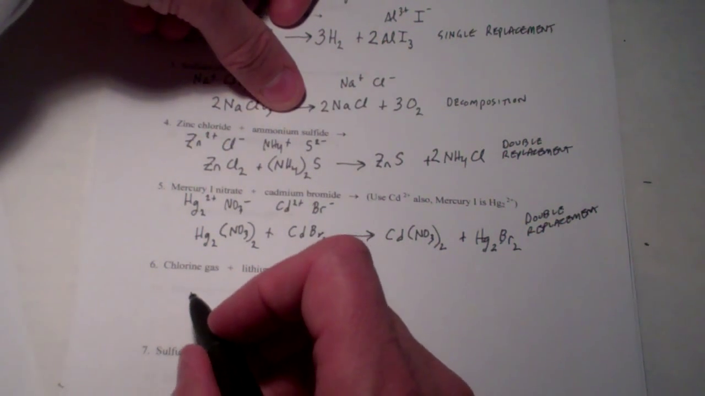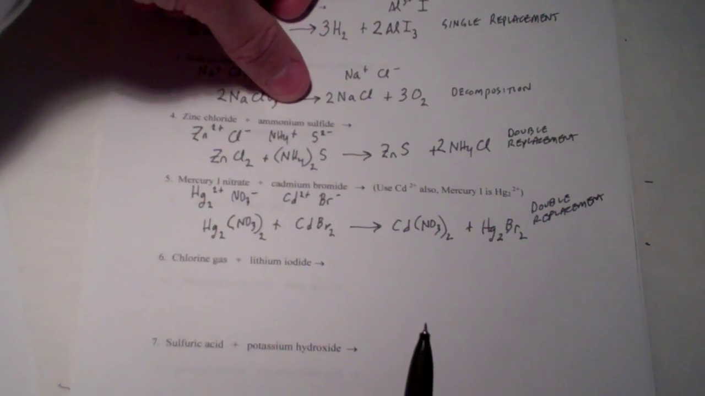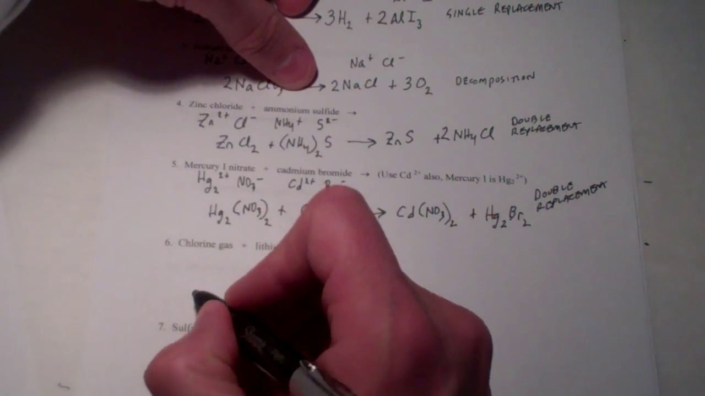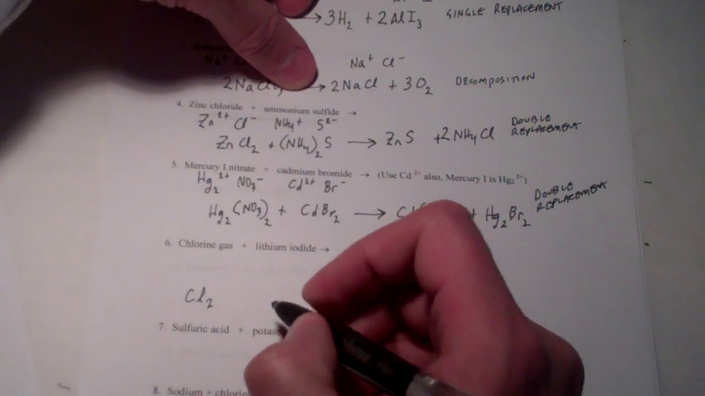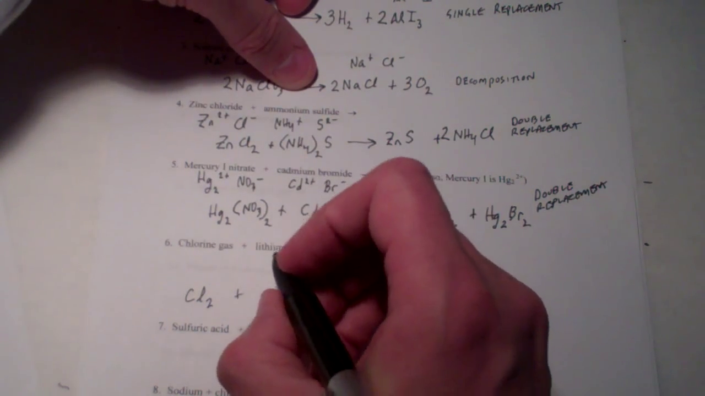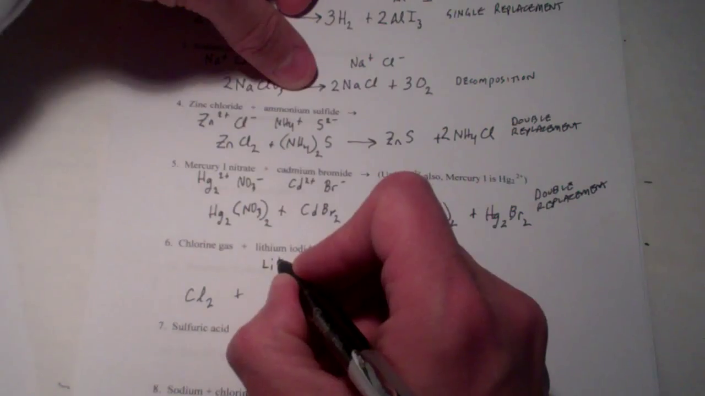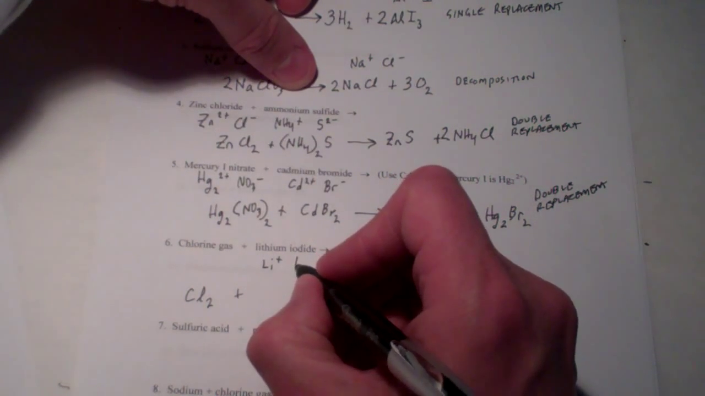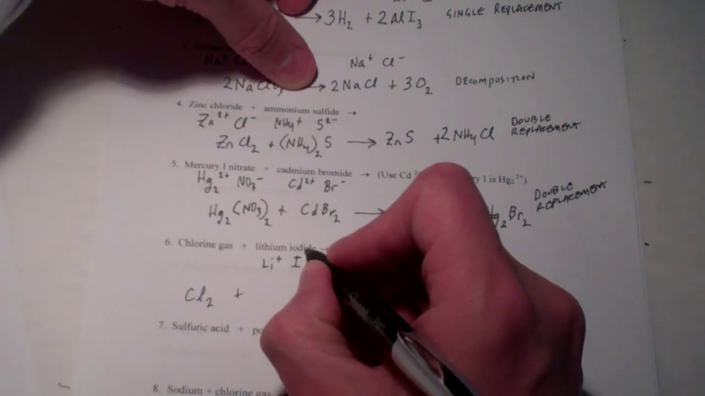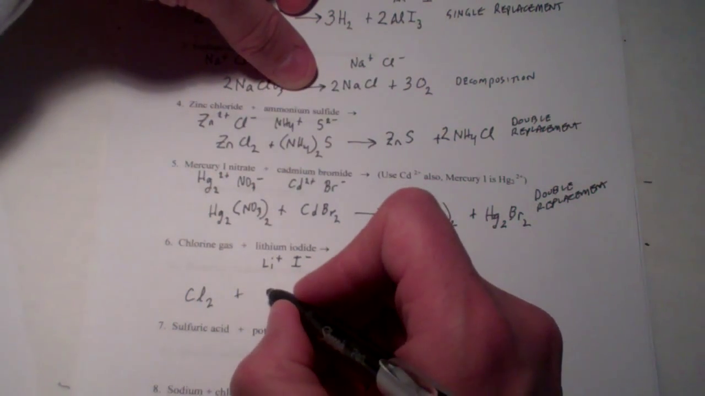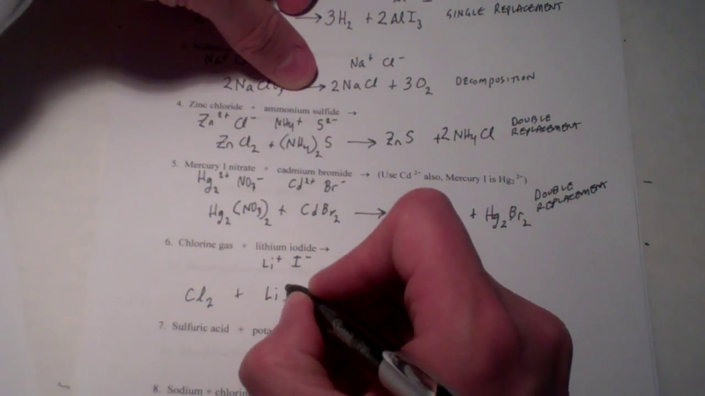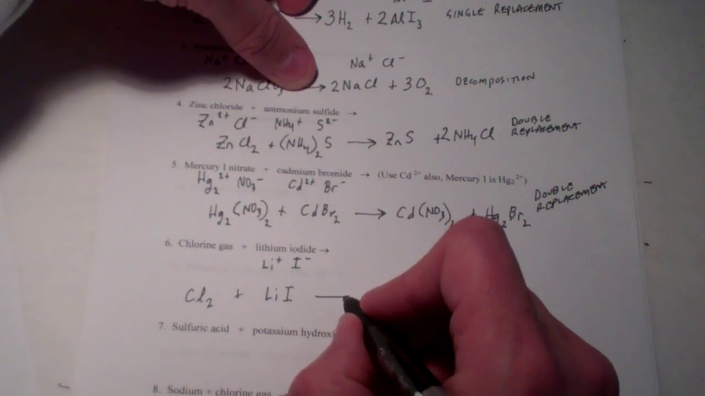Okay, number 6, chlorine gas. Now, elemental chlorine is a diatomic element. That's Cl2. And lithium iodide. Lithium in group 1, positive 1. Iodide, iodine from group 17, negative 1. So we have LiI. Pretty straightforward.